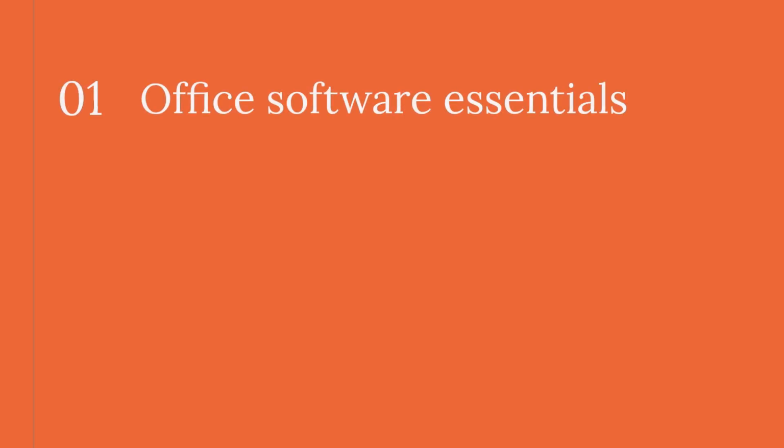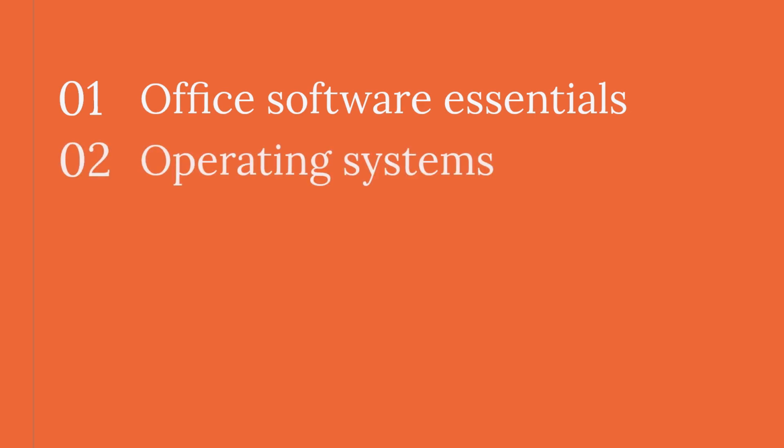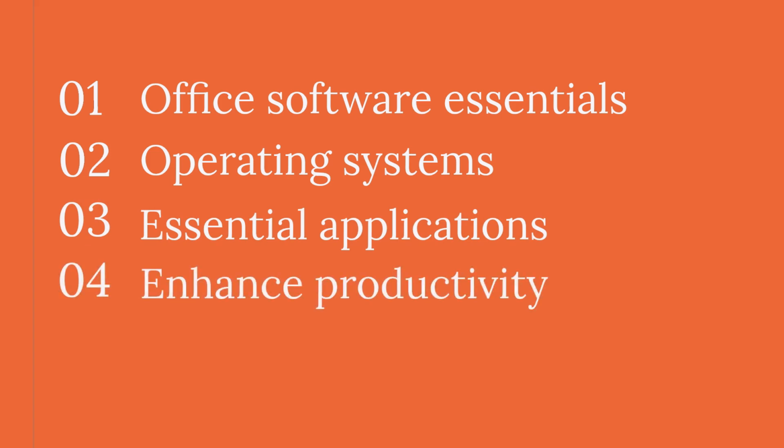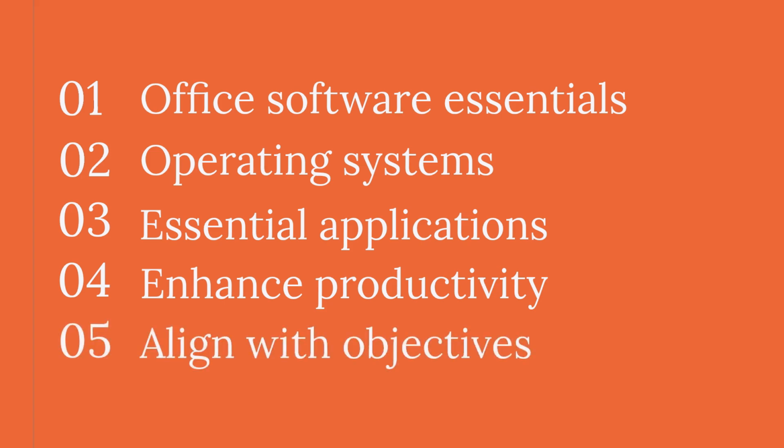Office software includes operating systems and essential applications. Utilities that enhance productivity are also recommended. Software choices should align with business objectives. Security features and updates are vital considerations. This ensures a secure and efficient working environment.